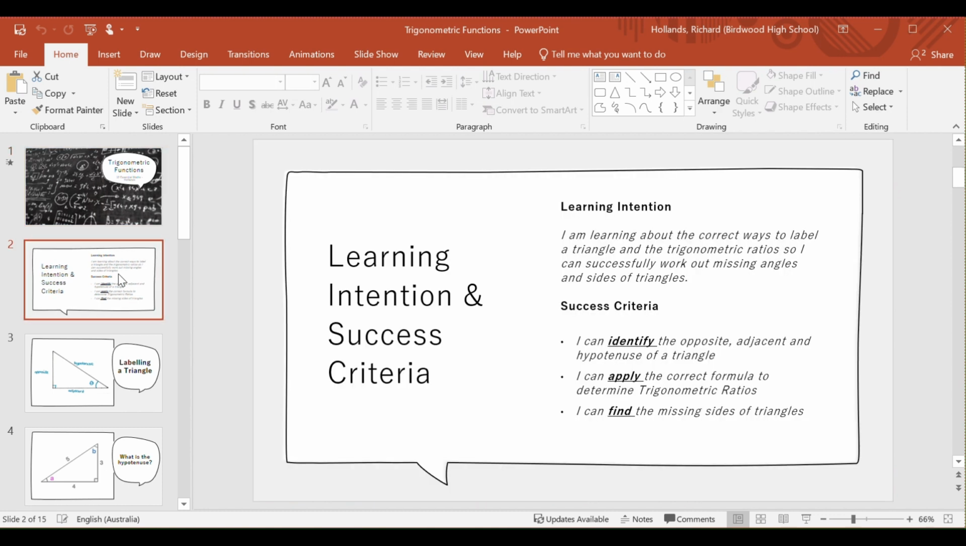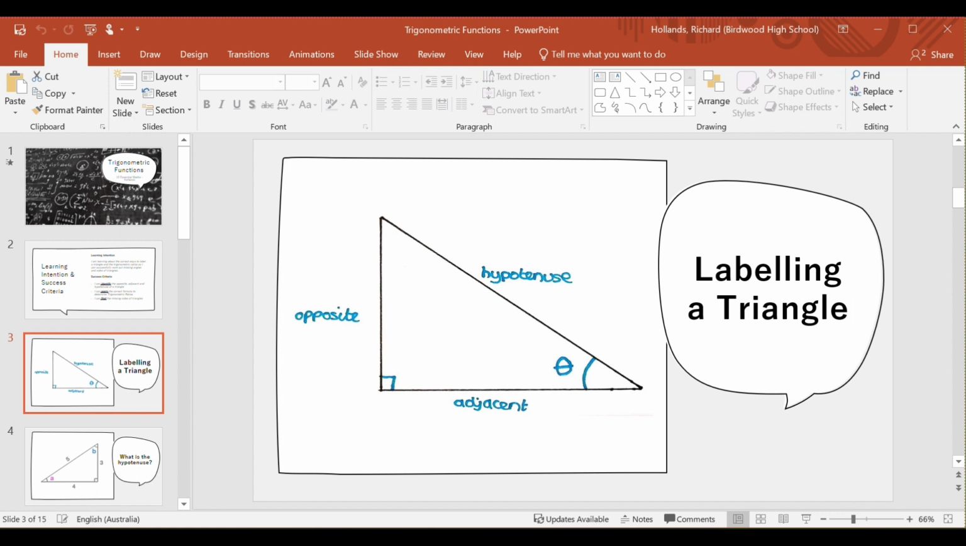So in Wednesday's lesson, our focus was about learning the correct ways to label a triangle and learning about the trigonometric ratios so that you can successfully work out the missing angles and sides of triangles. The things that we made sure we were able to do at the end of the day: firstly, you can identify the opposite, adjacent, and hypotenuse of a triangle. You can apply the correct formula to determine trigonometric ratios, and then lastly, you can find the missing sides of triangles using these ratios.